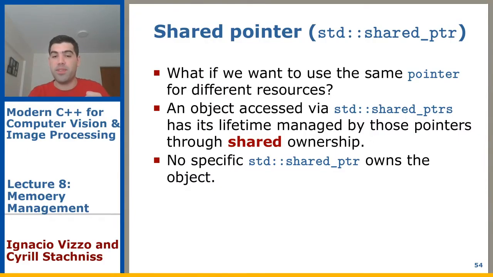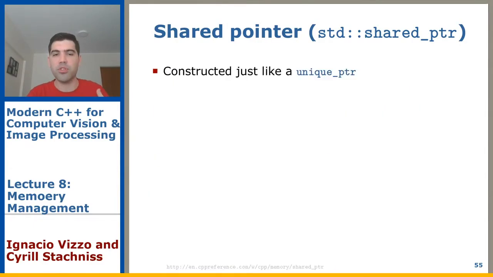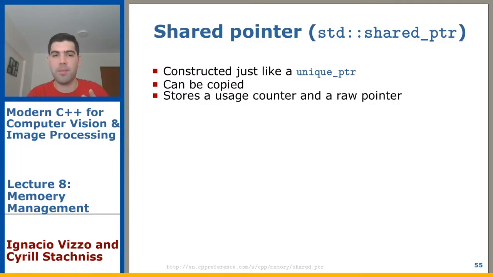So no specific shared pointer owns this object, so it's not like a unique pointer. You don't own an object through a shared pointer, you just somehow share this ownership. And when the last shared pointer standing gets deleted, the shared pointer will destroy the object that it is pointing to. The construction is the same as unique pointer. This can be copied because it's a shared reference.